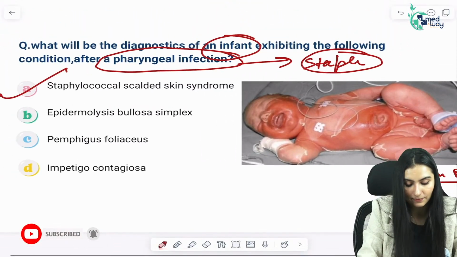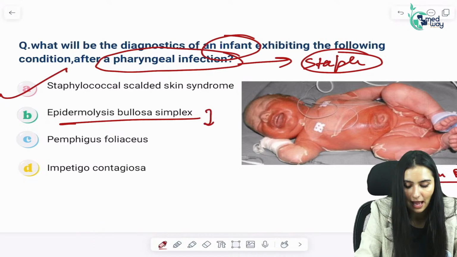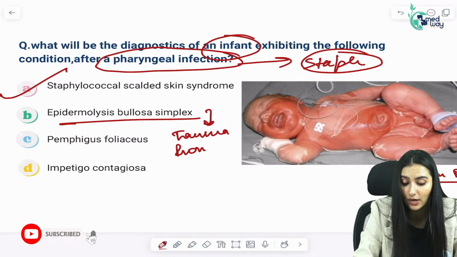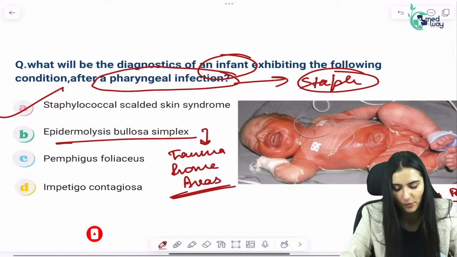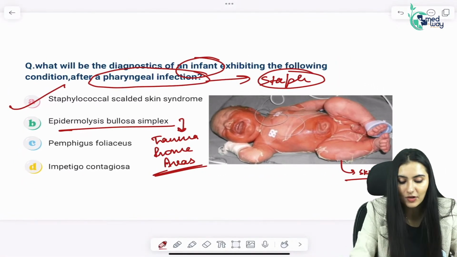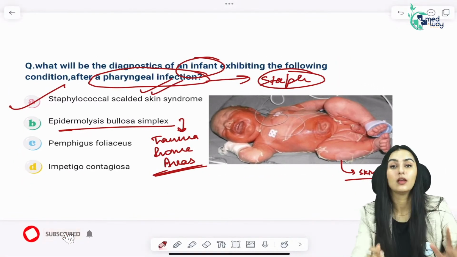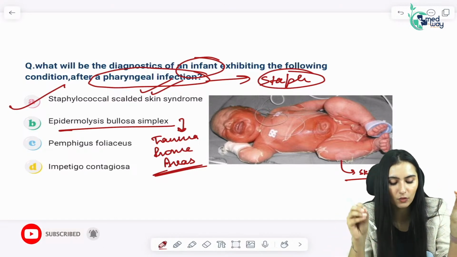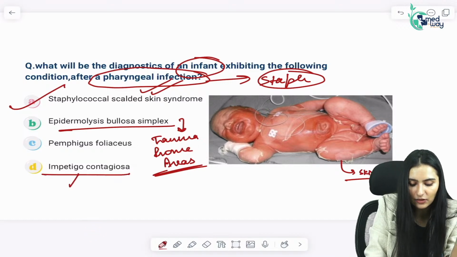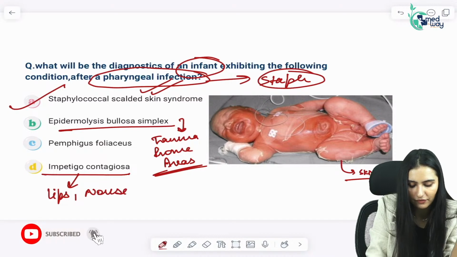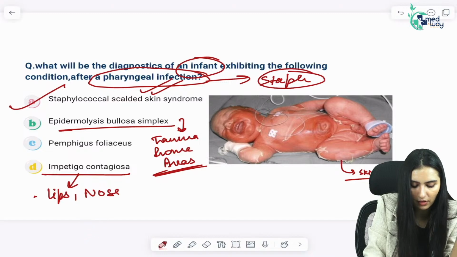Why not EBS? EBS usually happens in trauma prone areas. Okay? It will not happen on the whole body. It will only happen in trauma prone areas. And they will not give a history of pharyngeal infection. If they have a history of pharyngeal infection, this is staphylococcal scalded skin syndrome. Okay? Impetigo we have already seen. Usually it is seen around the lips, around the nose. They're going to have crusted lesions.